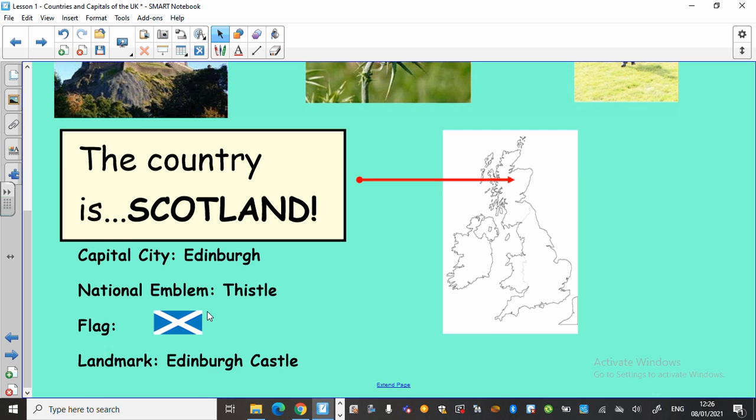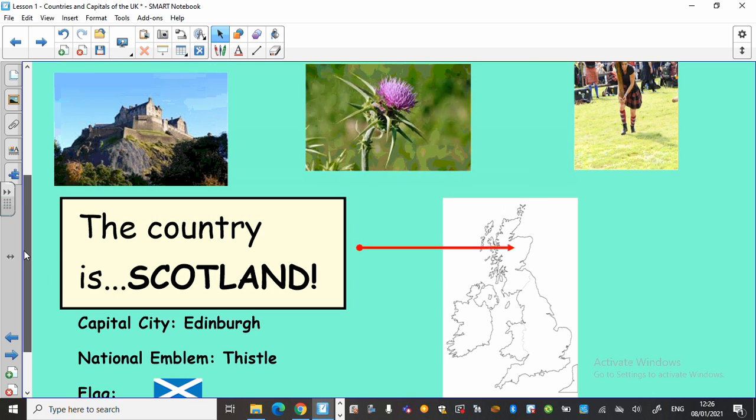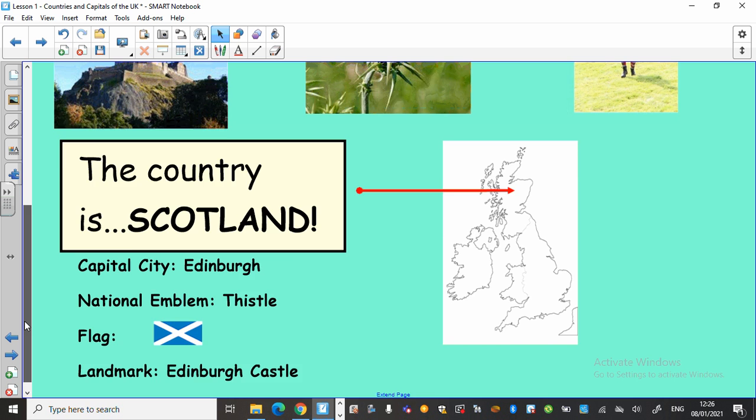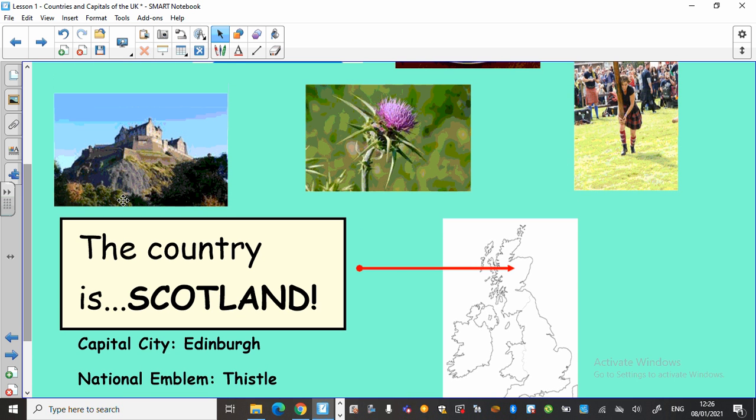Okay, so theirs is the thistle, which is this flower here, and their national anthem actually is, I think it's called the Thistle of Scotland. I apologise if anyone's listened to this and that's wrong, but the Thistle of Scotland. The flag is this one here, so it's a blue background with the white cross in the middle. And its landmark, so a famous landmark that you could recognise Scotland by, is Edinburgh Castle.